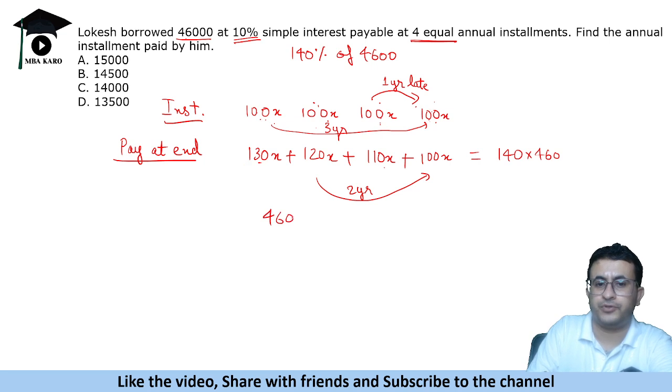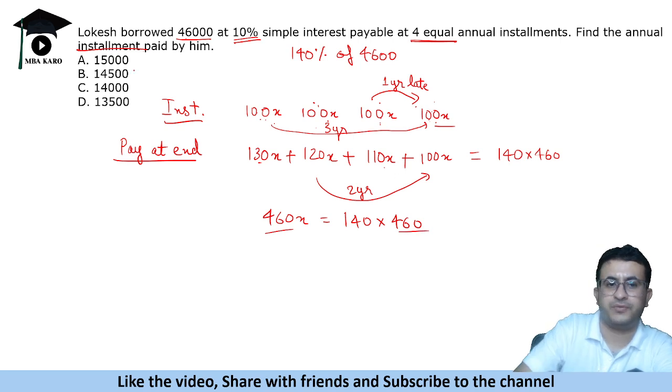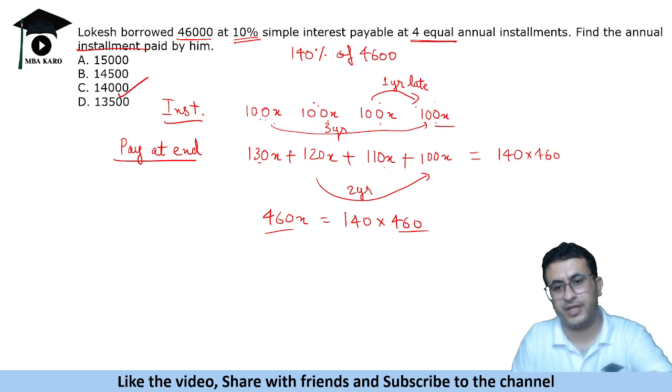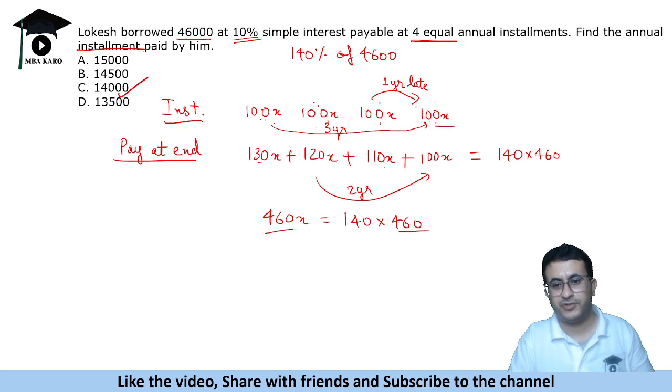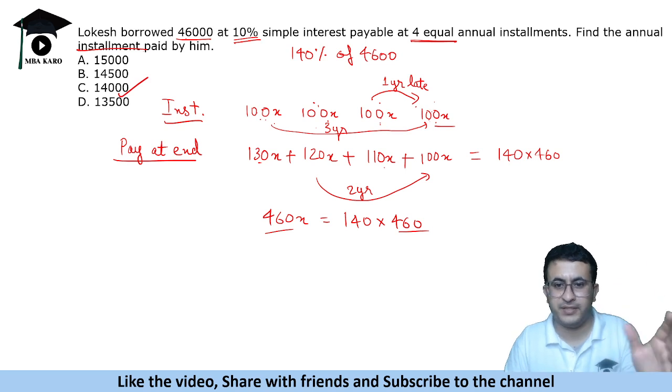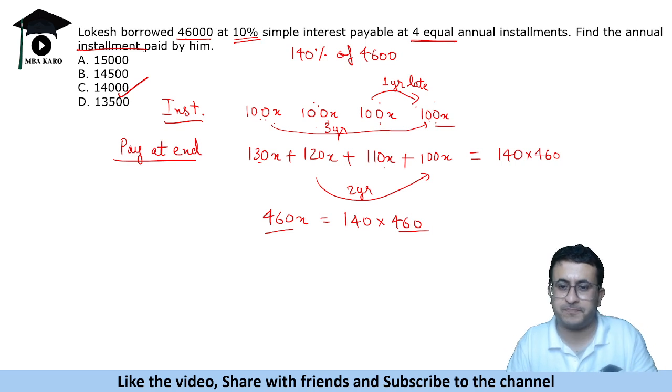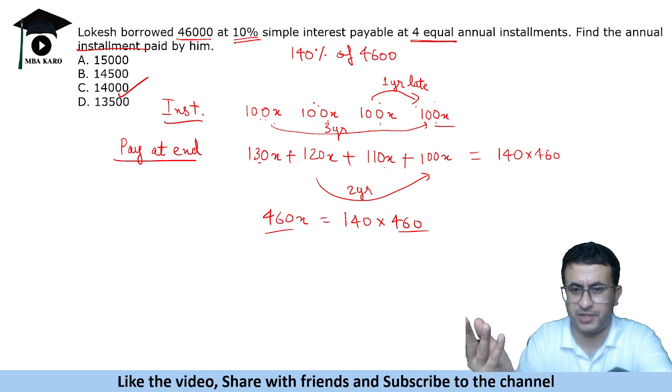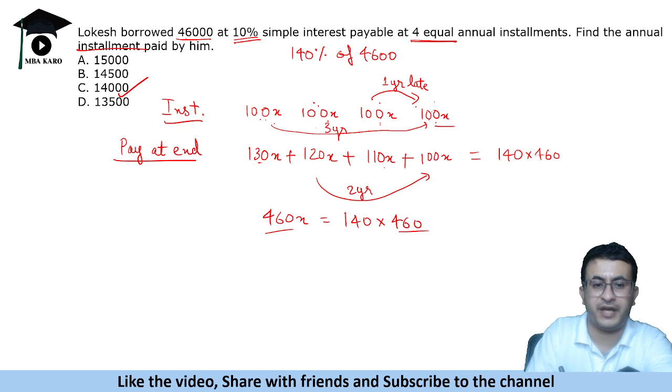So you are paying 460x altogether, which is 140 into 460. Okay. We need to find, what do we need to find? We need to find the annual installment. Annual installment is 100x. 460x इतना है, ठीक है? x कितना हो गया 140, ठीक है? और 100x will be 14,000. So that is the annual installment. So instead of using complex formulas, think it this way, right? And solve it accordingly.